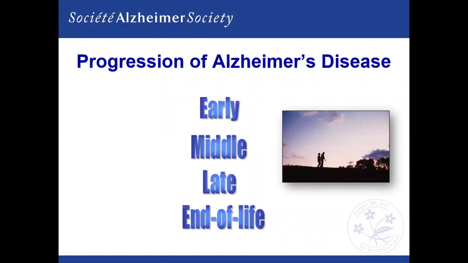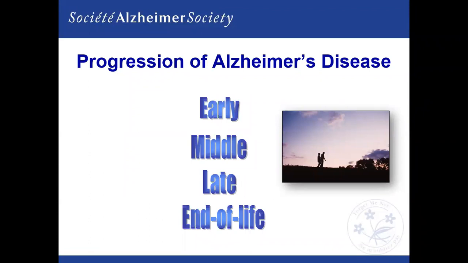Because the disease affects each individual differently, the symptoms, the order in which they appear, and the duration of each stage can vary from person to person. In most cases, the disease progresses slowly and the symptoms of each stage may overlap, often making the move from one stage to another quite subtle and hard to distinguish. In looking at the slides here, you'll see the stages early, middle, late, and end of life.